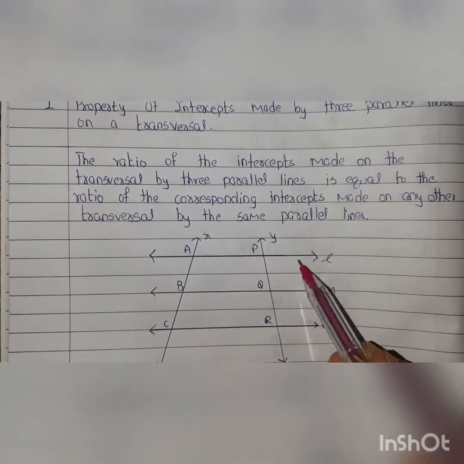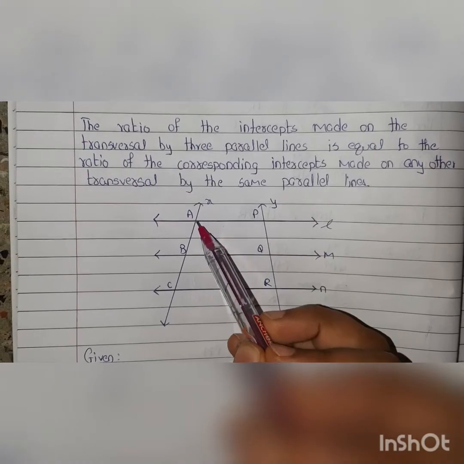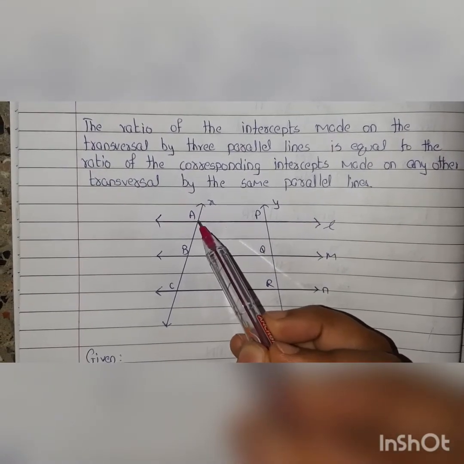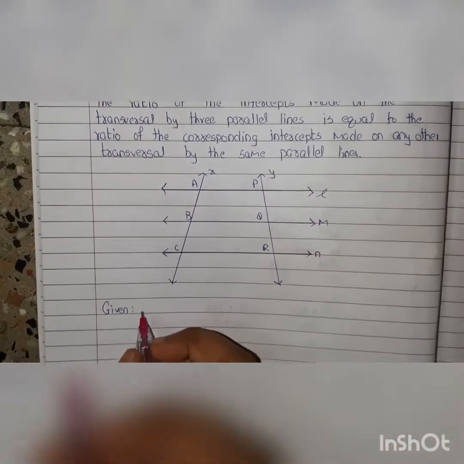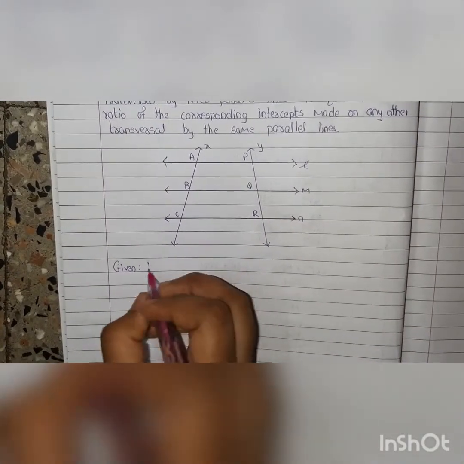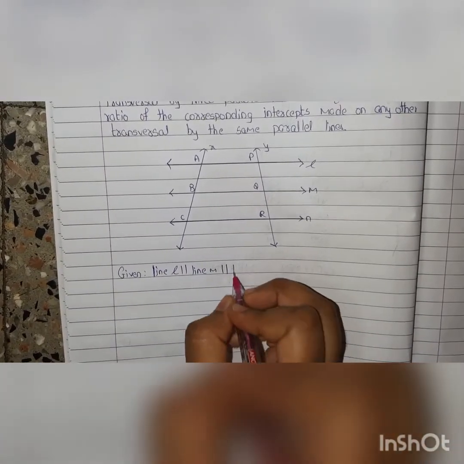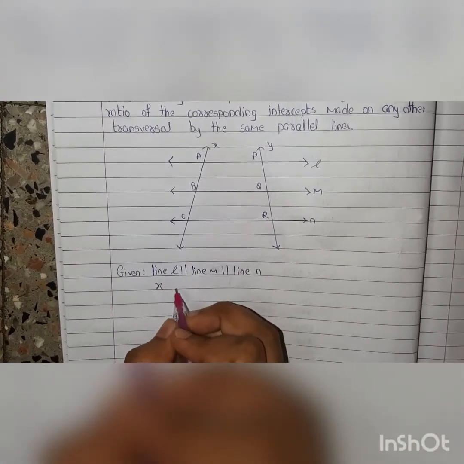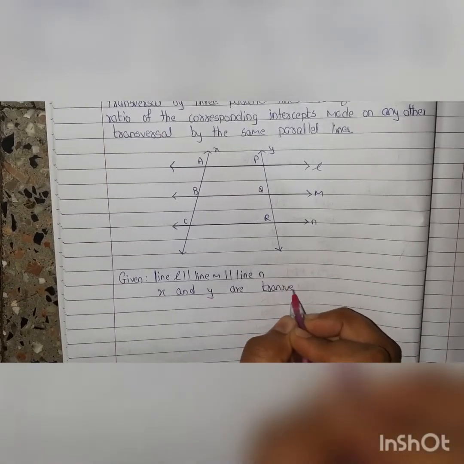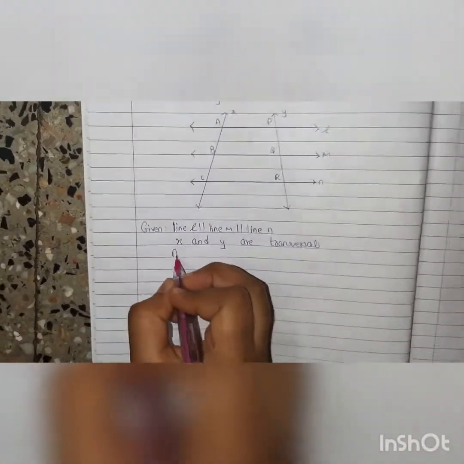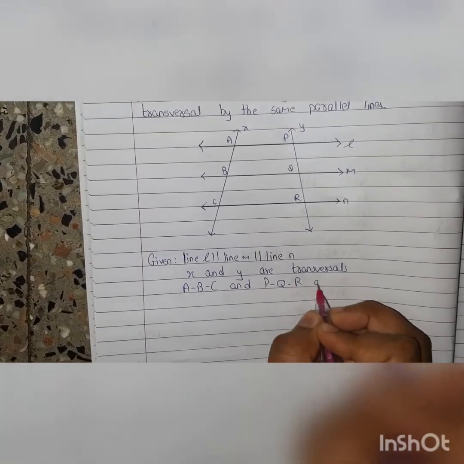Here I have taken three parallel lines, that is L, M and N, and here are my two transversals, that is X and Y. X is cutting the three lines at points A, B, C, and Y is cutting the three lines at points P, Q, R. So we will write down the given data, that is line L parallel line M parallel line N, and X and Y are transversals such that A, B, C and P, Q, R are collinear.